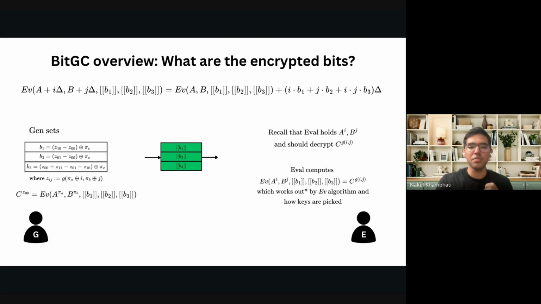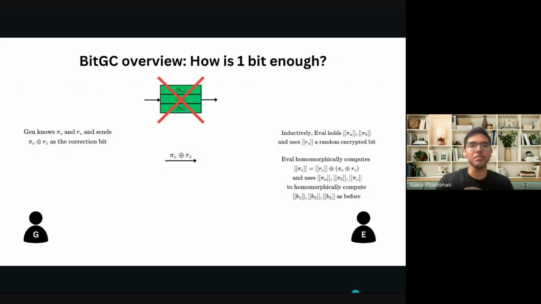Okay, but in this picture, I still have a gobbler sending over these encrypted bits, and that's too costly. We want it to be just one bit of communication per gate. How can we do away with this? How can the gobbler communicate these encrypted bits to E using only one bit? This is where the pre-processed encrypted random bits and homomorphic encryption come in handy.